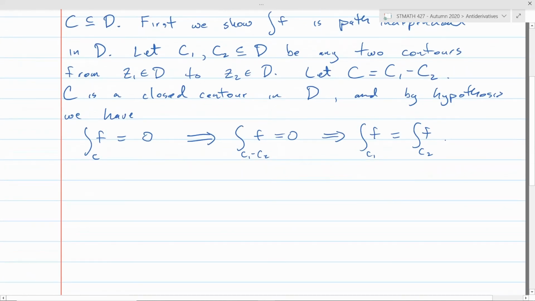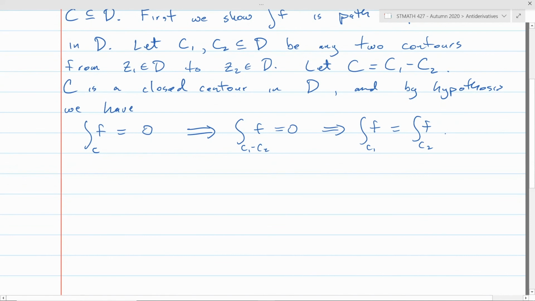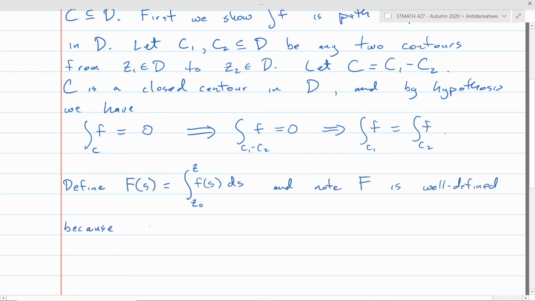So it's important that we have independence of path, because now we can define a function. This is going to be the antiderivative of little f. We define big F of z to be the integral from Z0 to z of little f of s ds. And just note, big F is well defined. In other words, it's a single valued function because of independence of path. I should have said, when defining that function, that little s would be contained in D, and so is Z0.